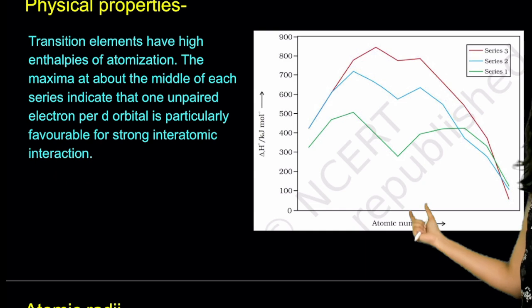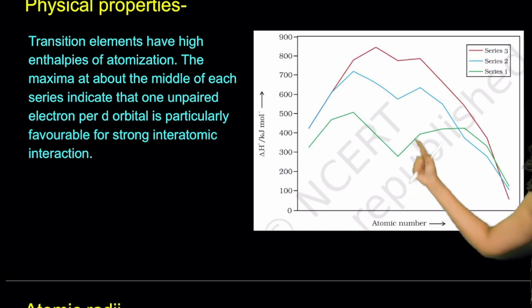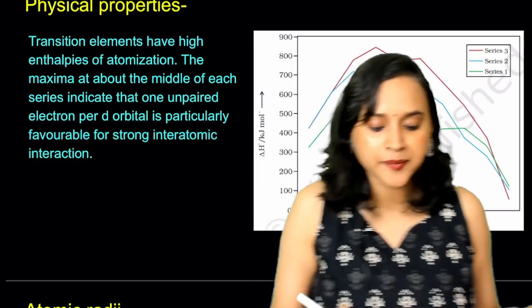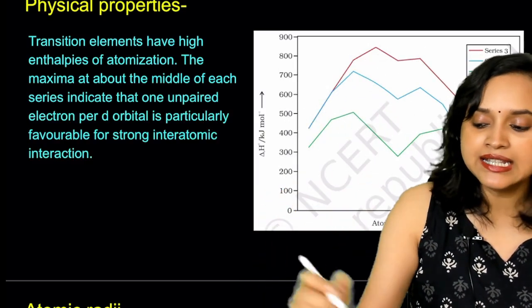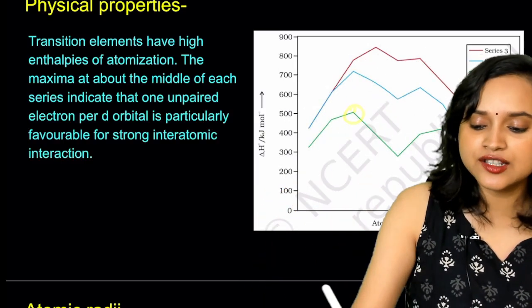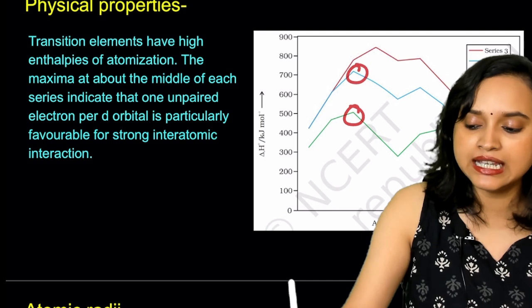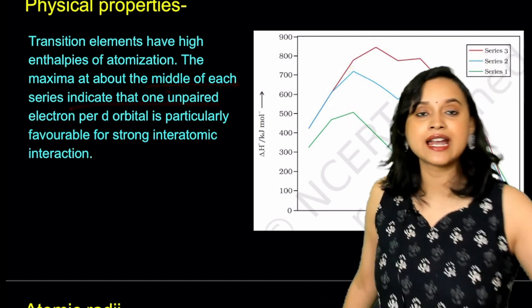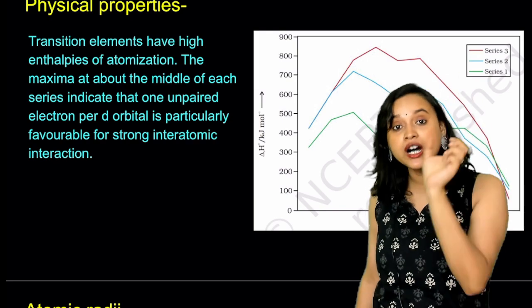And you again notice that enthalpy of atomization for manganese and technetium is again low. So what do we understand? The maxima, that means the maxima, look at this. This is called the maxima. The peak is always reaching at about the middle of each series. It indicates one unpaired electron per d orbital.